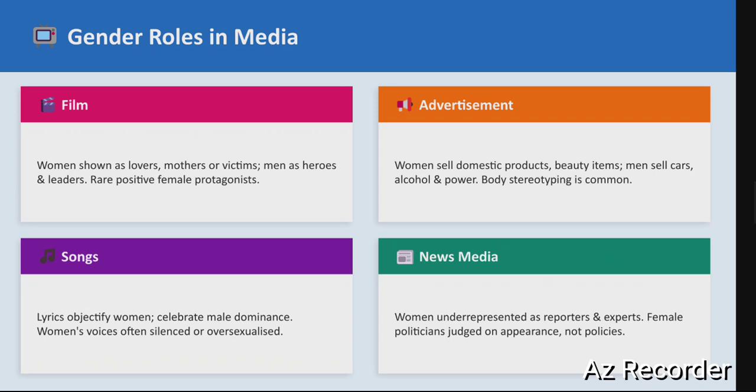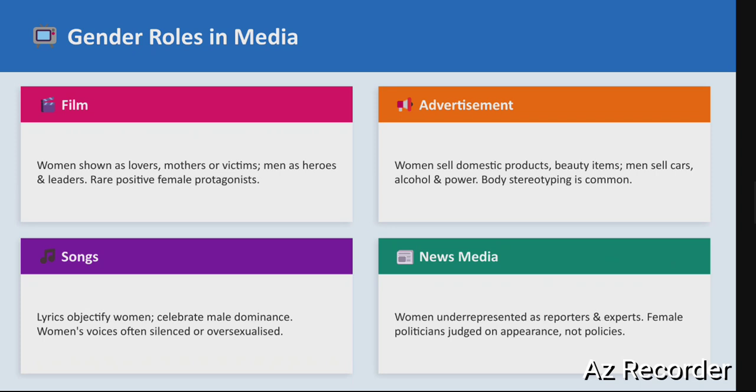Songs. Lyricists and the lyrics objectify women, celebrate male dominance. Women's voice is often silenced and over-sexualized. That is also true. Or most of the time it is in the sad mode. I don't know why it cannot be in the happy mode.